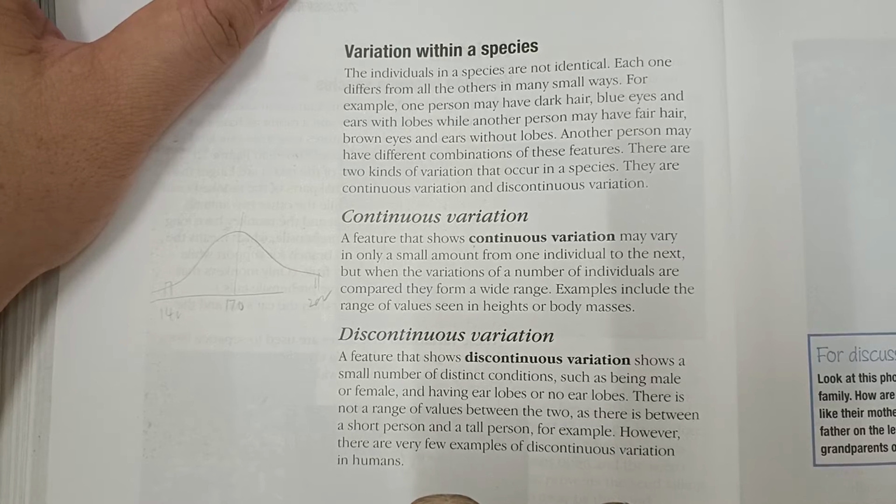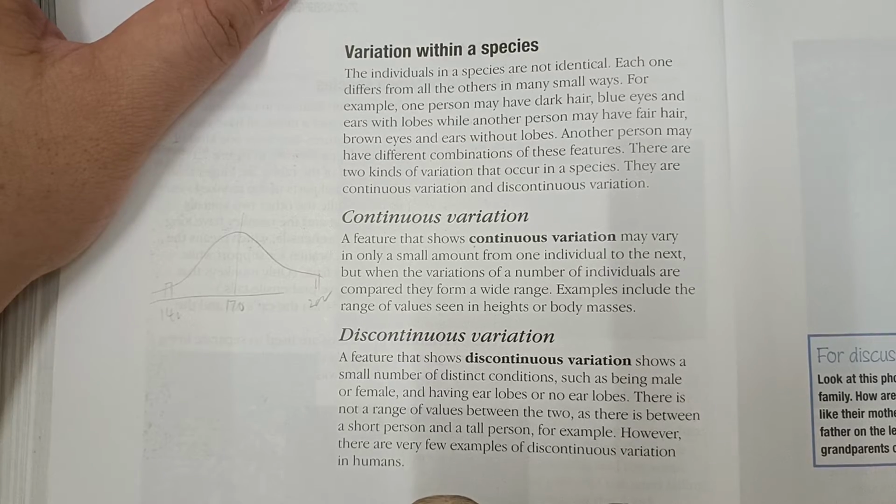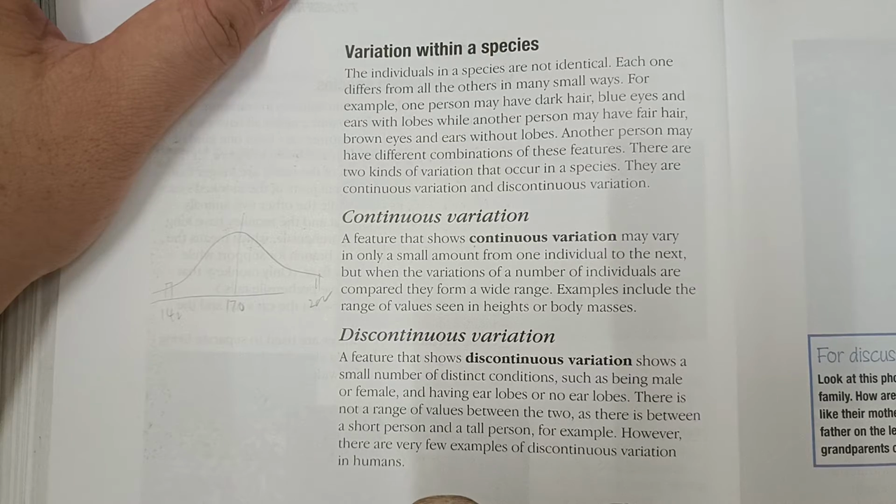Discontinuous variation. A feature that shows discontinuous variation shows a number of distinct conditions, such as being female or male, or having ear lobes or no ear lobes. There is not a range of values between the two, so it's only yes or no, and that is between a short person and a tall person, for example. However, there are very few examples of discontinuous variation in humans.